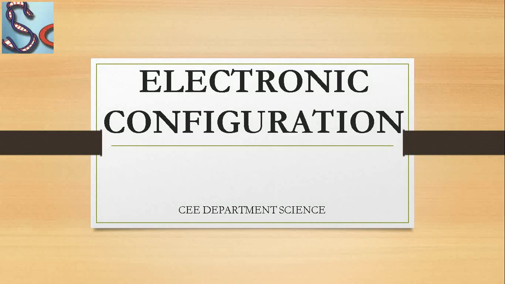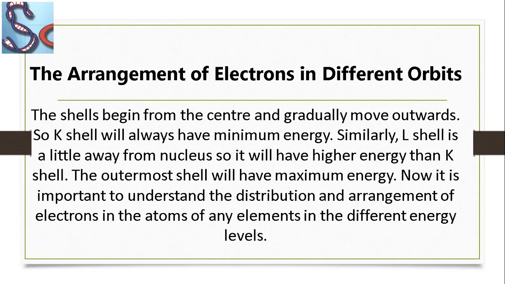Now we are starting our new topic, electronic configuration. The arrangement of electrons in different orbits. First we identify the arrangement of electrons, and after that we discuss the filling of electrons in these shells. The shells begin from the center and gradually move outward. Means first shell is near to the nucleus, then second shell, third, fourth, fifth, sixth and seventh shell.